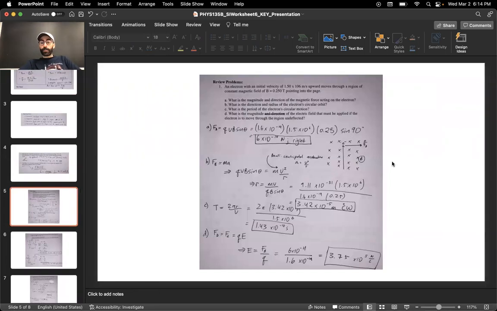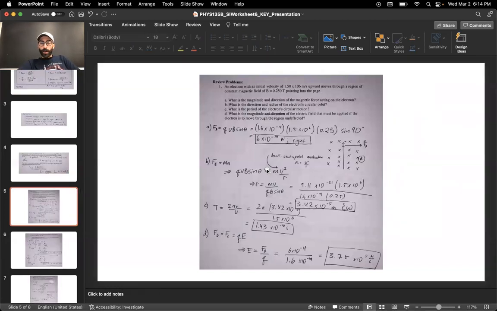At this point, we know everything, right? We can plug in our Q, our V, and our B. And then remember sine theta, because here we're dealing with perpendicular elements. I mean sine 90, we're dealing with perpendicular elements.